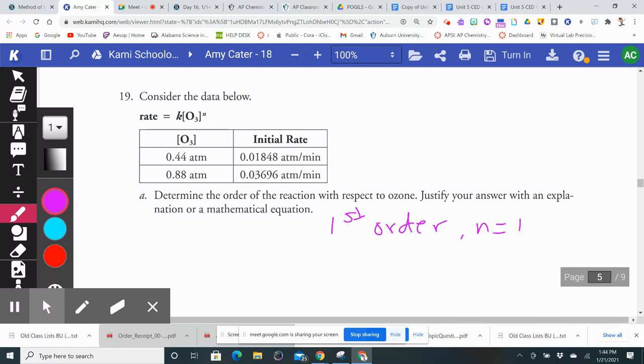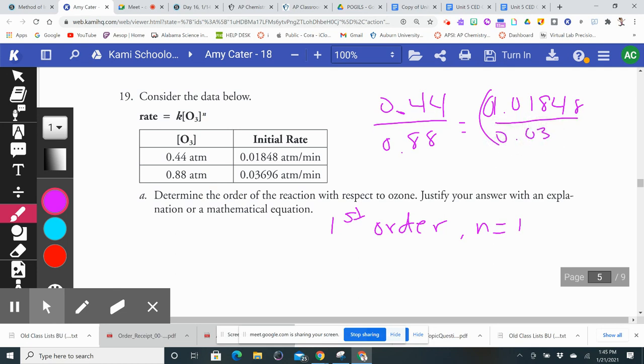And you need to explain why that is. It says give an explanation or a mathematical equation. If you wanted to give it in terms of a mathematical equation, you would set it up just like we did those other ones. You would say 0.44 over 0.88 equals 0.01848 over 0.03696 raised to the n power. That's 1 over 2. This is 1 over 2. So n equals 1. Okay?